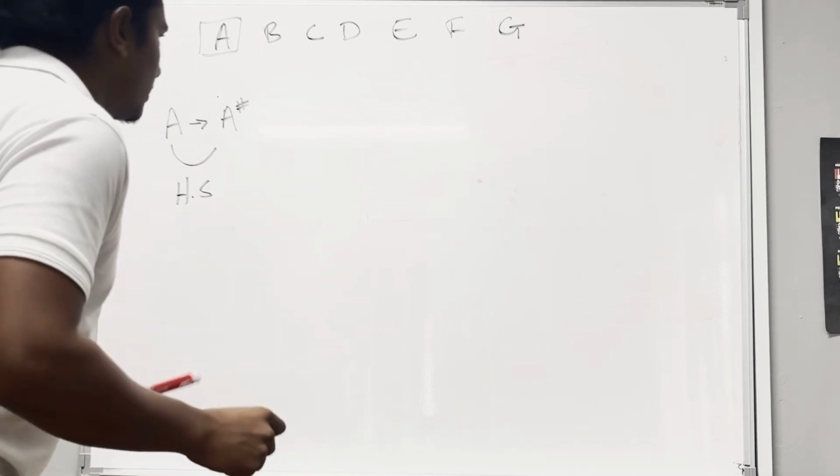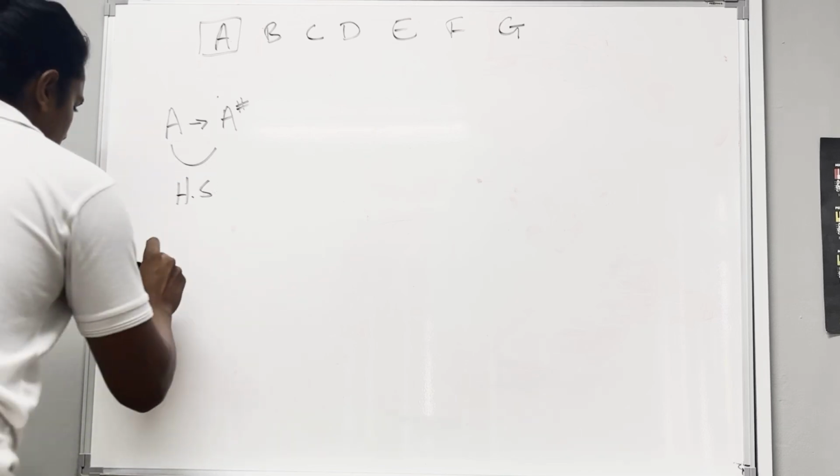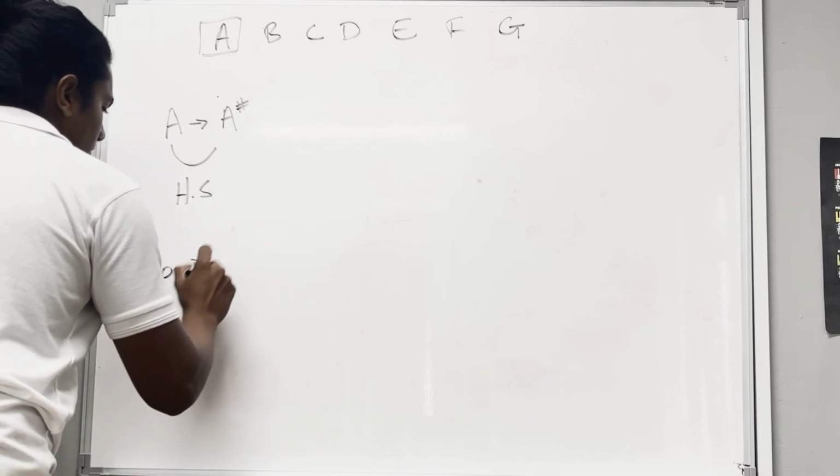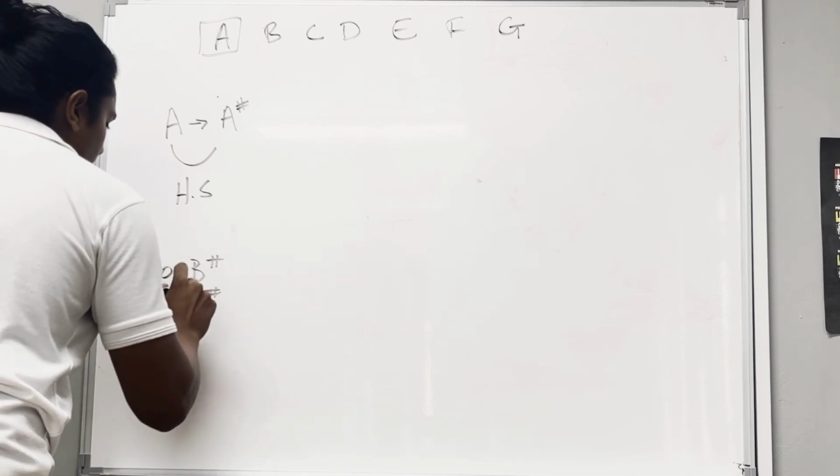Now, the general rule of thumb is that, at this level at least, there is no B sharp, so no B sharp, and no E sharp. Okay?